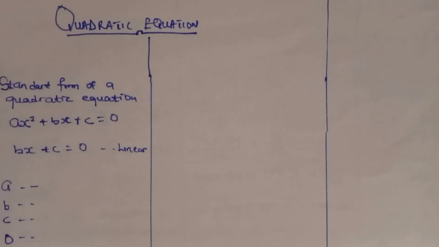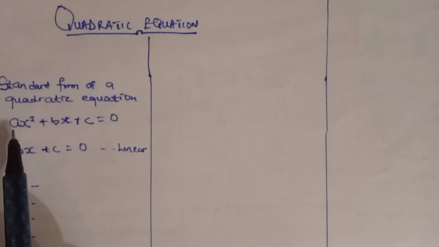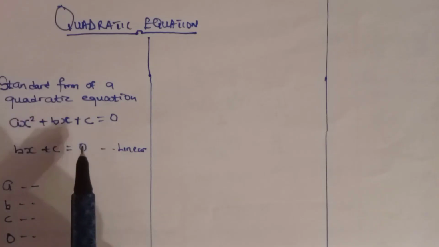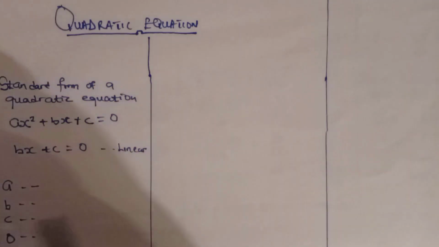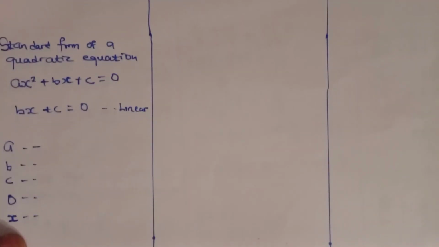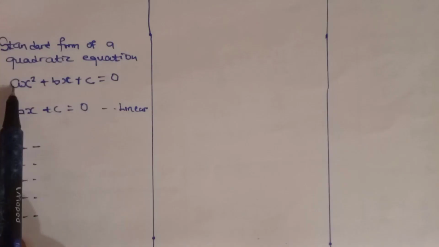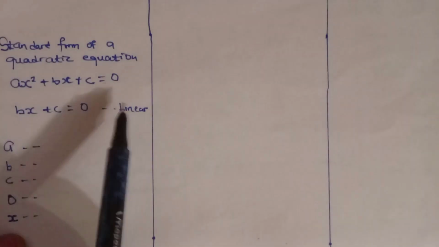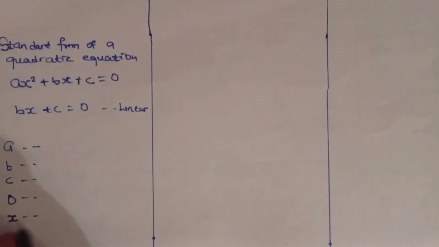So let's introduce the terms in the quadratic equation. The formula for the quadratic equation is in this form: ax squared plus bx plus c equals 0. We're going to introduce these terms gradually. So we have a, we have b, we have c, we have 0 at this end, and then we have x. Let's see what these terms mean.